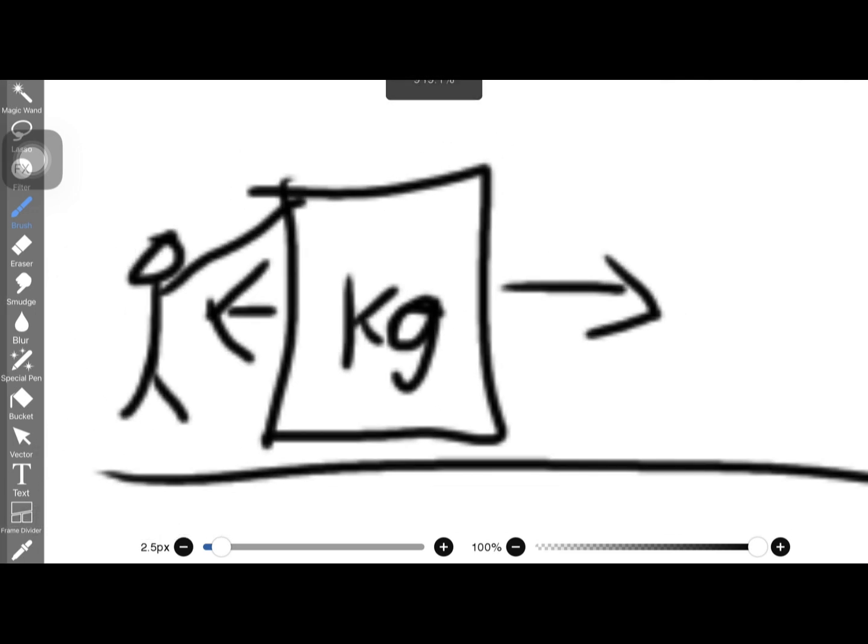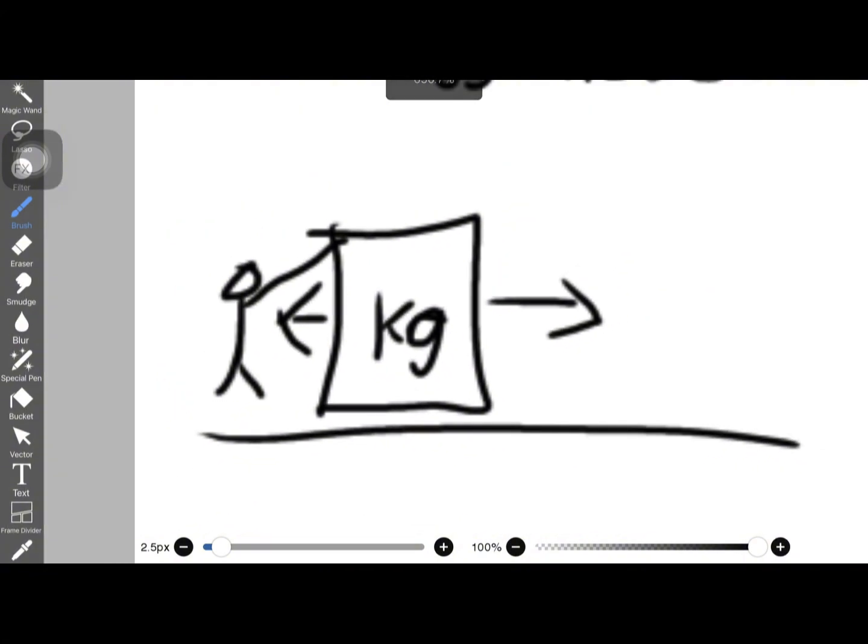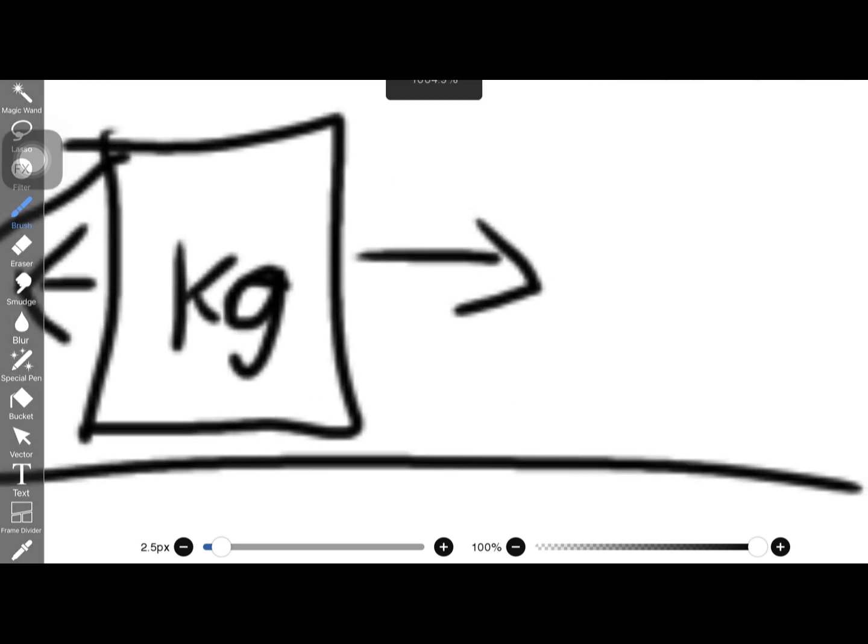Let's just say that this mass is very movable. Let's just say that this mass is something that I can push. Because sometimes there are very heavy masses that even for someone like me, I can't push. So therefore, there will be no work, right?